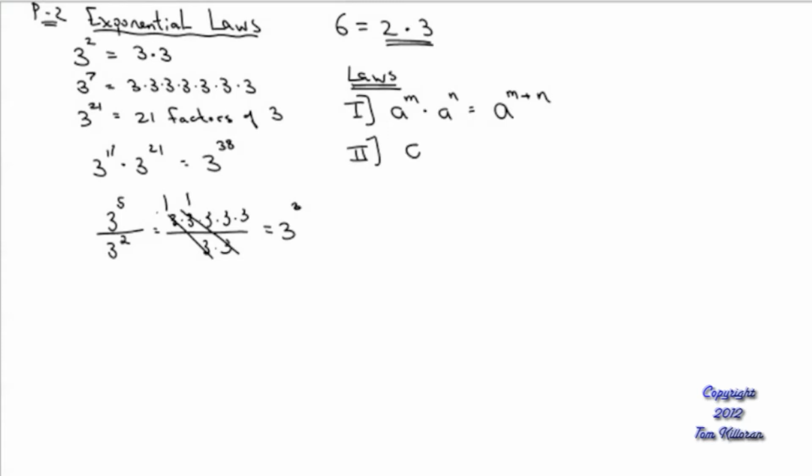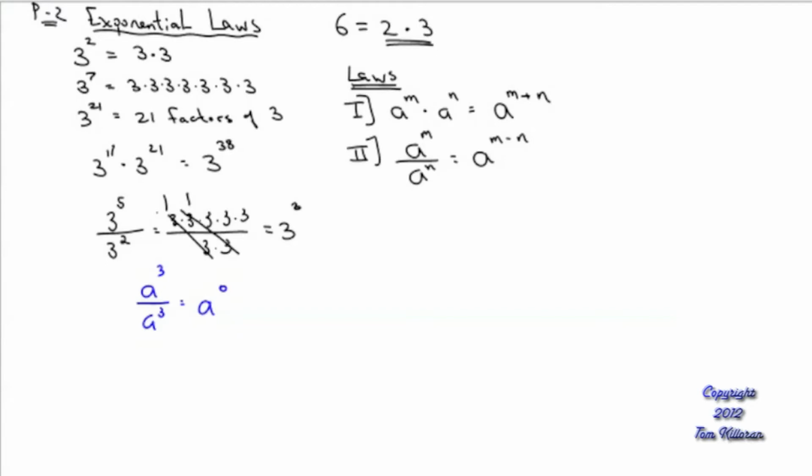So if I have a to the m divided by a to the n, this is a to the m minus n. Addition doesn't cause us any problems. Subtraction causes us a few problems. Problem number one, if you have a cubed over a cubed, and we use law number two, that becomes a to the zero. But why? Yeah, that's what you were taught, but why?